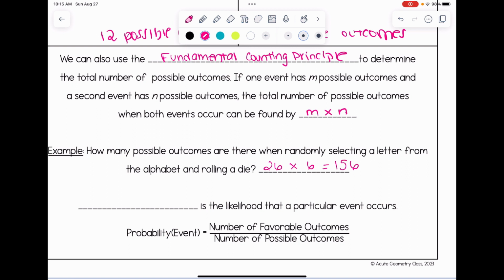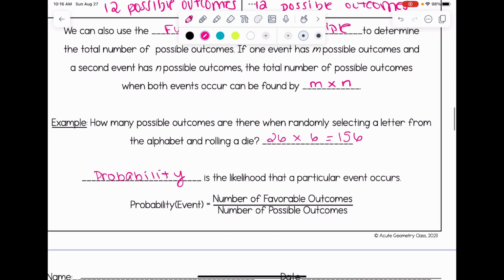And to kind of put this all together, probability is the likelihood that a particular event occurs. So the probability of a given event, we use these parentheses to notate what we're looking for, is the number of favorable outcomes divided by the number of possible outcomes. So it's kind of like we just figured out the denominator of that fraction, how many possible outcomes there are, and we'll talk about how many favorable ones there are when we look at some sample questions. All right, so let's take a look.